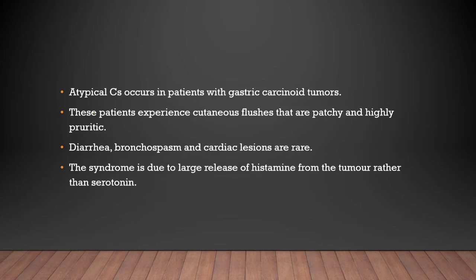Next type is atypical carcinoid syndrome. It occurs in patients with gastric carcinoid tumors. These patients experience cutaneous flushes that are patchy and highly pruritic. Patient can also present with diarrhea, bronchospasm and cardiac lesions. This syndrome is due to large release of histamine.